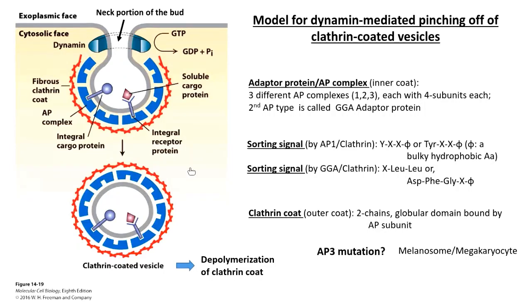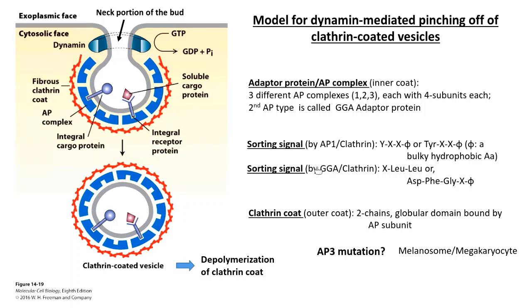Now, the sorting signal that's being used by AP1 Clathrin coat is this. I'm not going to ask you to remember this sequence, but just know that this is the sorting signal recruited. When I say that sorting signal, for example, this is an integral receptor protein, right? And then this integral receptor protein recruits a soluble cargo protein to be transported to the destination. So this has the specific sorting signal, which recognizes and recruits specific soluble cargo protein.